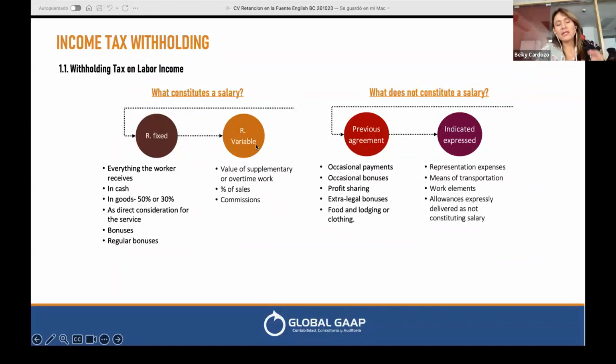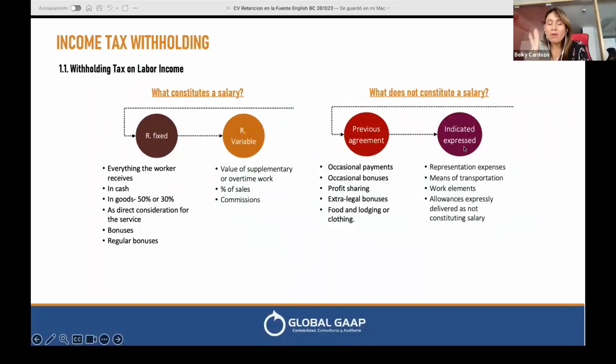How do you say that? The not fixed part of the salary is everything that is overtime, the percentage of commissions on sales, or other types of commissions that you pay to the employee. Please take into account that even though the salary could be divided into fixed and variable, all of these will be part of your income. Super important to take that into account.